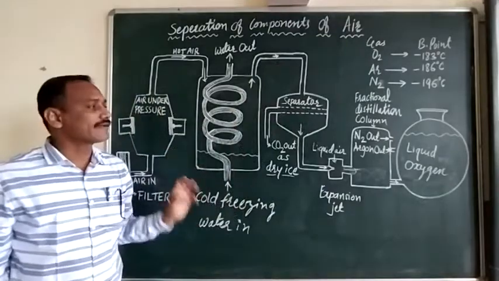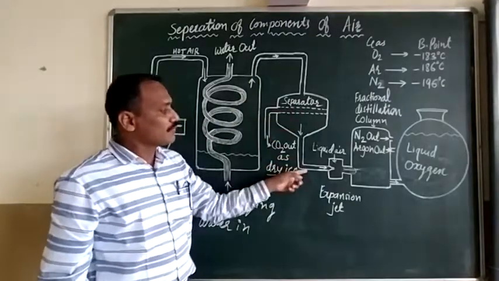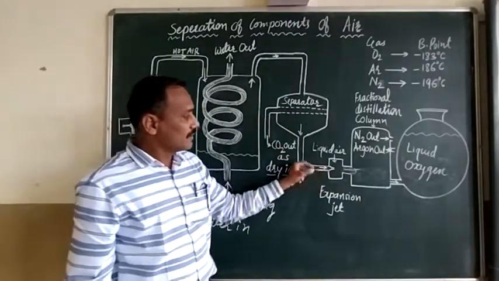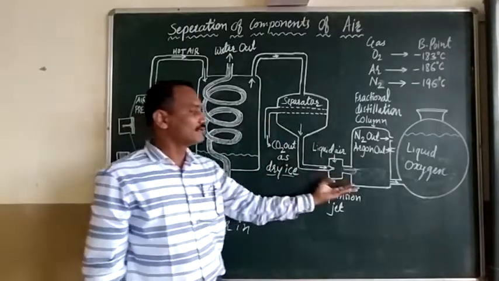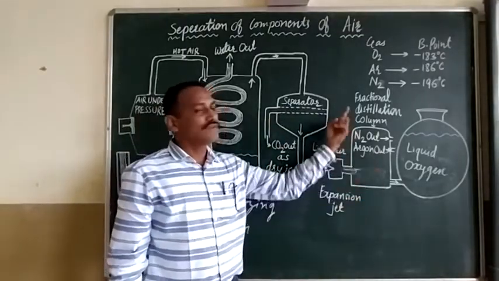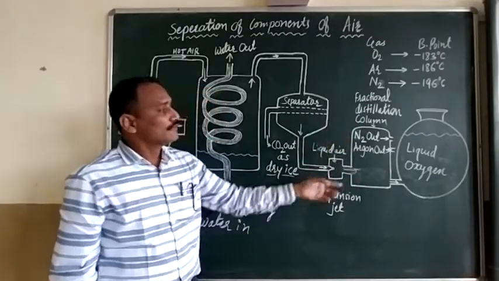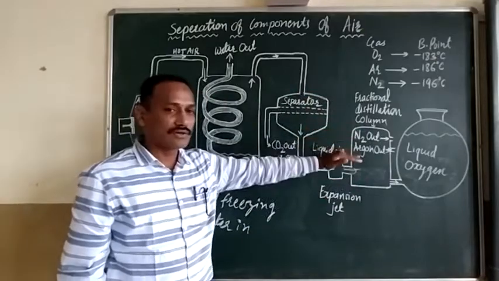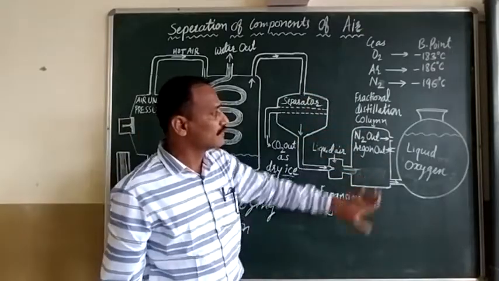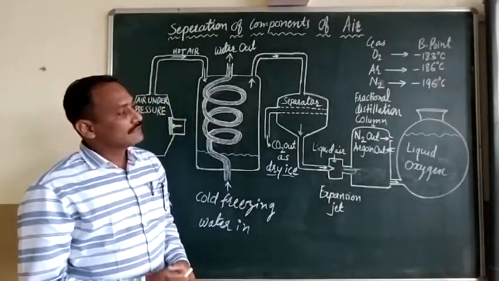as dry ice, and the remaining components are allowed to enter through the expansion jet where there is a sudden drop in pressure, and the air is allowed to warm up in the fractional distillation column where nitrogen separates out first, followed by argon, and oxygen still remains in liquid state.